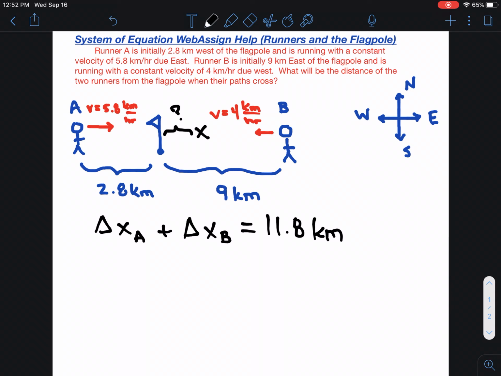What we learned though in the train question though is that we can't do much with this. So we had to actually substitute the kinematic equation for displacement, which said the velocity of A multiplied by the time is the same thing as the distance of A. There is no 1/2 AT squared because this runner is not accelerating. So the same can be done for runner B. And this should still add up to a displacement of 11.8 kilometers.